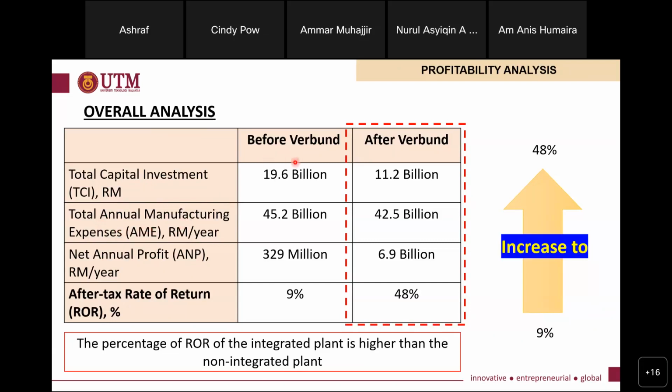When we compare before Verbund and after Verbund, we actually can save a lot. After Verbund shows a lower cost for TCI and AME compared to before Verbund, and we can obtain a net annual profit higher for after Verbund than before Verbund, approximately 6.9 billion ringgit, as well as after-tax rate of return, ROR.